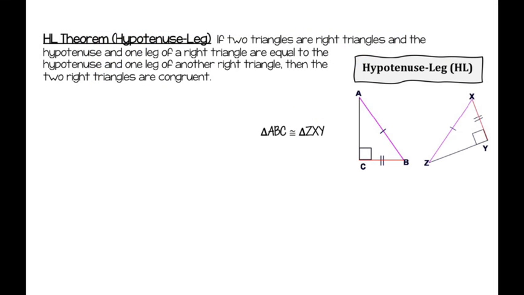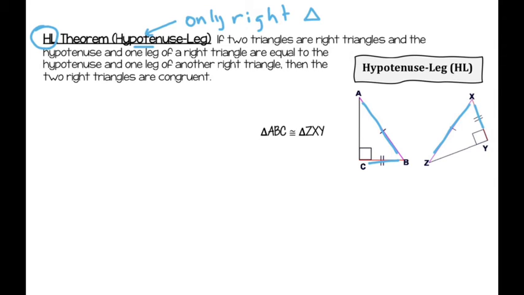The next theorem is called HL theorem, and that might catch you off guard because we're used to using the A and the S. But HL is hypotenuse-leg, and because of the word hypotenuse, that means this is only good for a right triangle. You cannot use this theorem if you have any other type of triangle. So if you have a right triangle, and the hypotenuse for each one is the same and one of the legs is the same, that's enough.